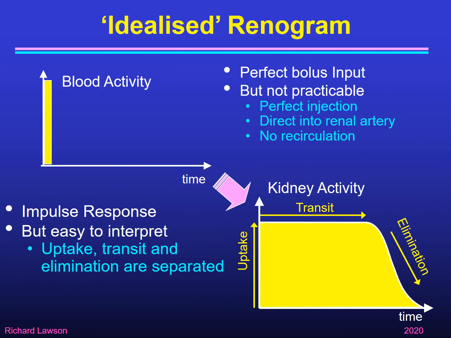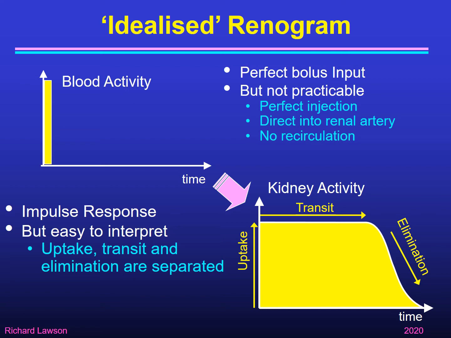So we can see there that if we had this idealized renogram, life would be nice and easy. If we could achieve a perfect bolus blood activity which shows a spike that goes up and down, we would get this nice kidney activity which is an impulse response, where it's easy to interpret because we have uptake and transit and elimination all nicely separated. But to do that, we would need to achieve this perfect bolus, and that's not practical for several reasons.